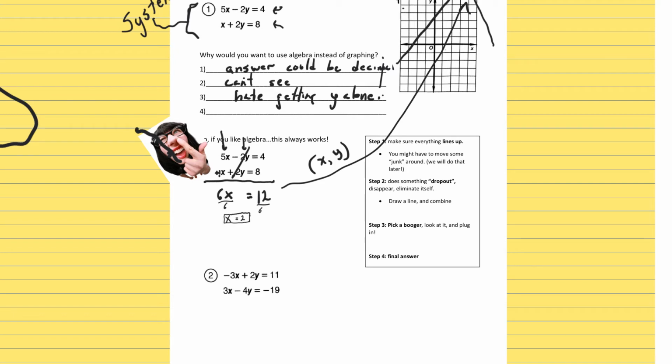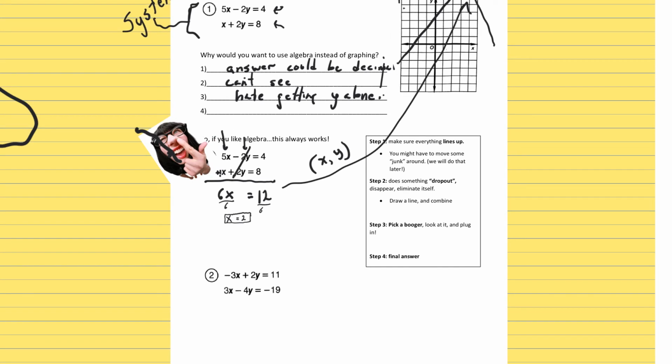I always pick the top one. Oh, sorry about that, guys. Because that's the one I'm used to. I'm a creature of habit. But it will give you the same answer if you pick the bottom. So again, pick a booger. Pick one of the equations, and we're going to plug in.